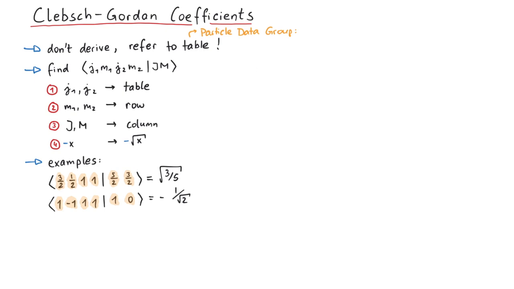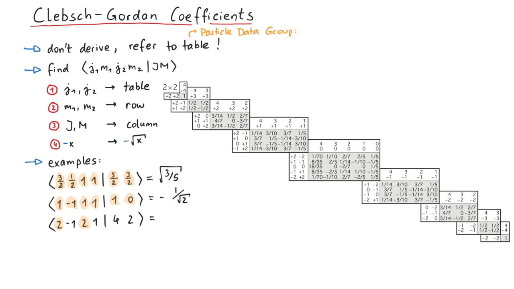Finally, let's find 2 minus 1, 2, 1, 4, 2. Step 1. Use the 2, 2 table. Step 2. Use the minus 1, 1 row. Step 3. Look at the 4, 2 column. But there is no 4, 2 column here. At least it looks that way. To be very explicit, all entries here should be filled with zeros, but they have been omitted to save space. So if we look at where the minus 1, 1 row and the 4, 2 column meet, we find a zero. Therefore, this Clebsch-Gordan coefficient is zero.